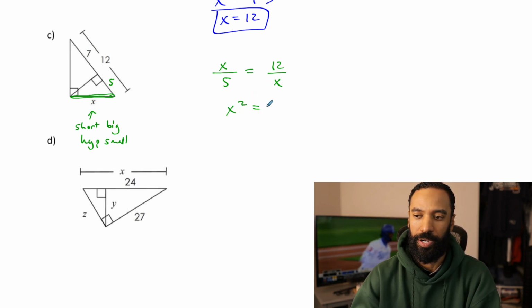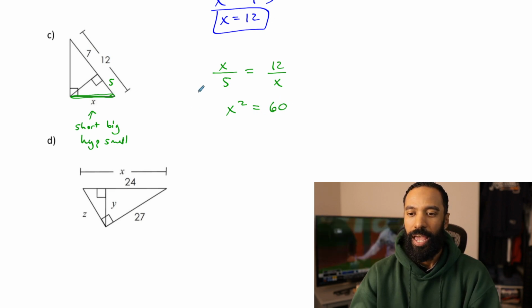Cross multiply here, we get x squared equals 12 times 5. This time I'll put 60. And let's take the square root.